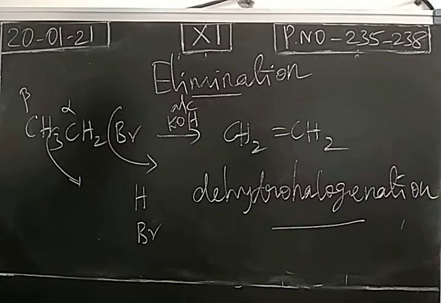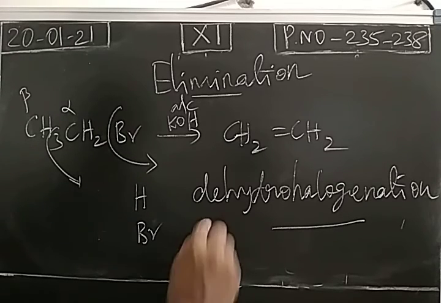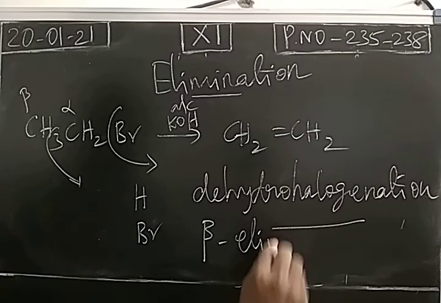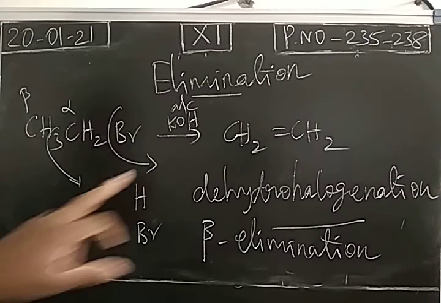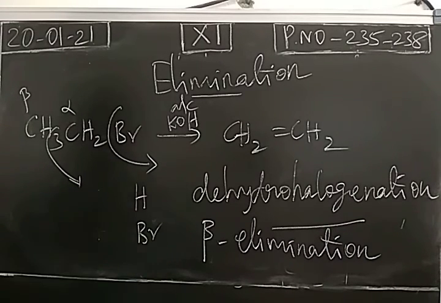Halogenation is the process of adding halogen. Hydrohalogenation is the process of adding hydrogen halides like HCl, HBr and so on. Dehydrohalogenation means leaving of hydrogen halides like HCl, HBr and so on. So from beta position, a hydrogen is leaving. So this is also called beta elimination. So when you take alkyl halide in the presence of alcoholic potassium hydroxide, in the presence of a base, there will be beta elimination or dehydrohalogenation. We will get alkene.